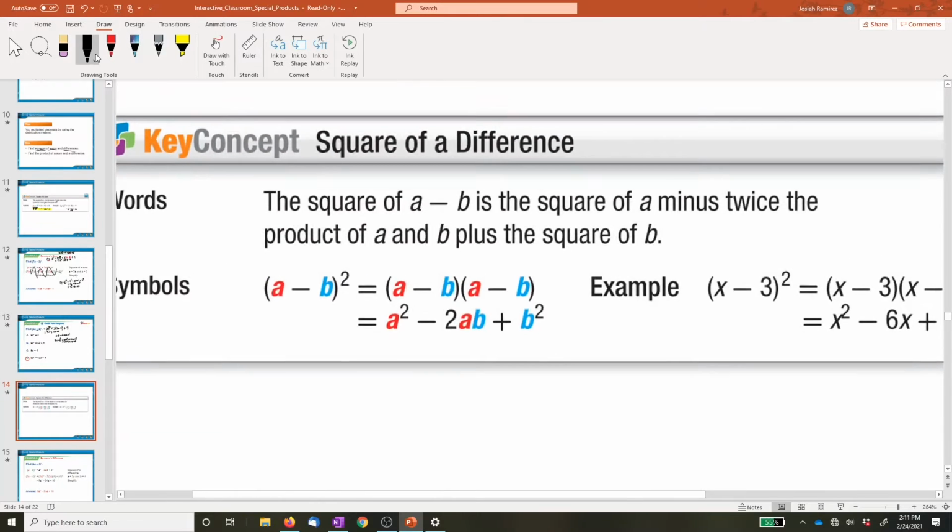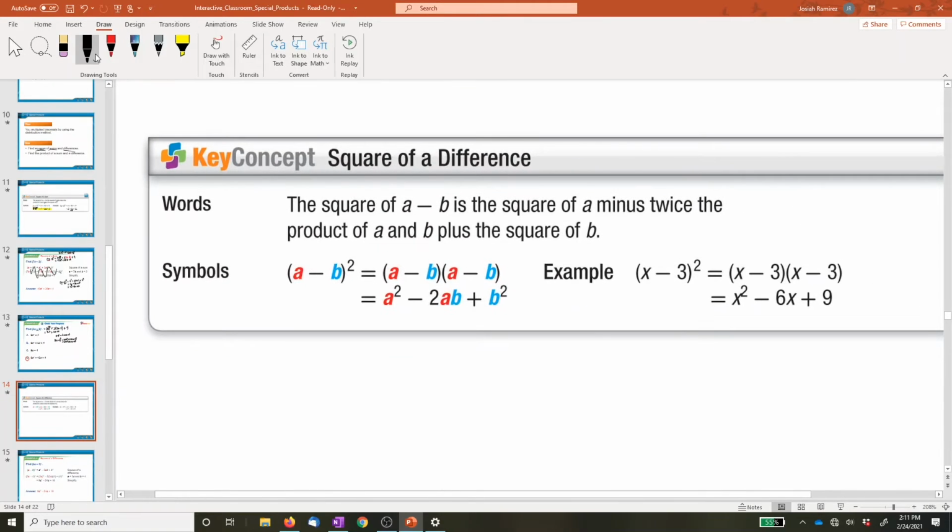There is a similar rule whenever things are subtracting. It's pretty much the same thing. The square of a minus b is the square of a, minus twice the product of a and b, plus the square of b. After you write down the words for this definition, write down both the symbol form and the example that they gave you.